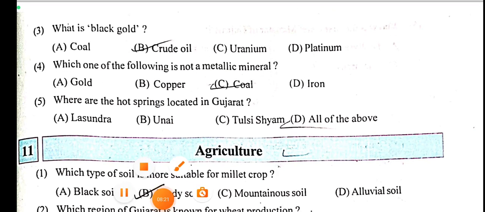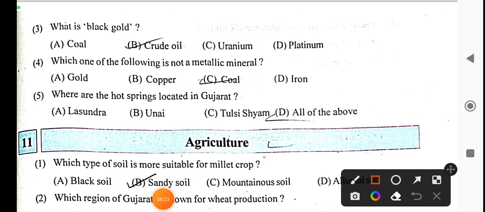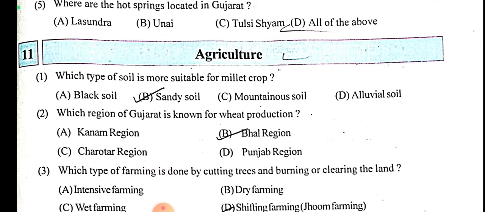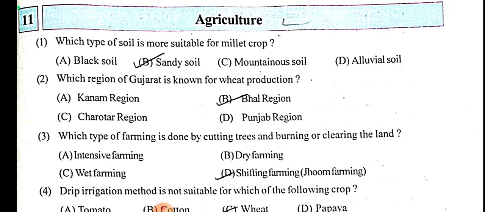What is black gold? Black gold કોને કહેવામાં આવે છે? So, crude oil. Which one of the following is not a metallic mineral? So, coal. And where are hot springs located in Gujarat? So, all of the above. લસુંદરા, ઉનાઈ અને તુલસીશ્યામ. Agriculture, 11th chapter.